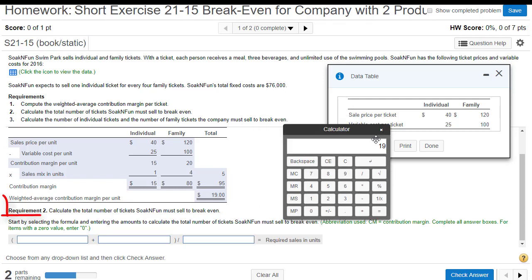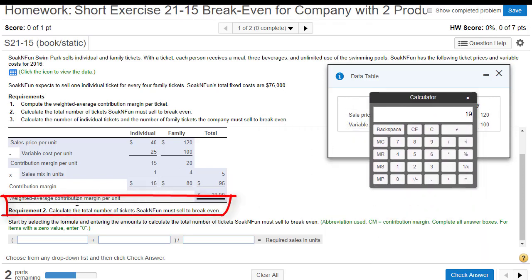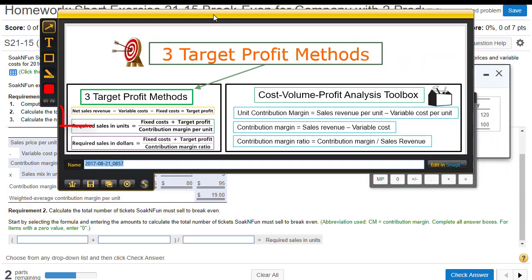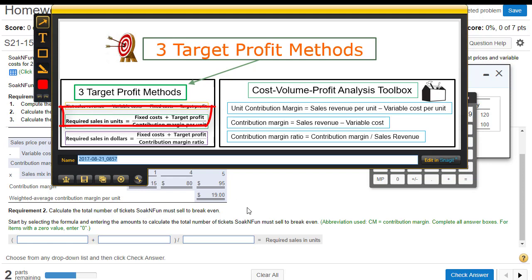The next step is we're going to calculate the total number of tickets Soken Fund must sell to break even. So we're just going back to our break even formula. Notice it says required sales in units. So we're using this formula. The only difference is since this company has multiple products, we're going to use the weighted average contribution margin.